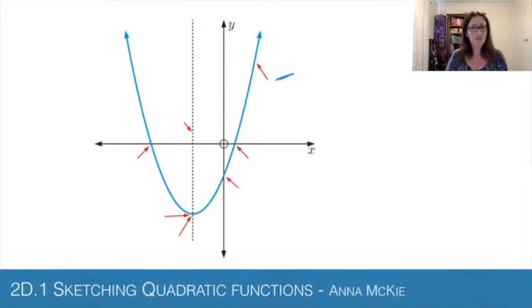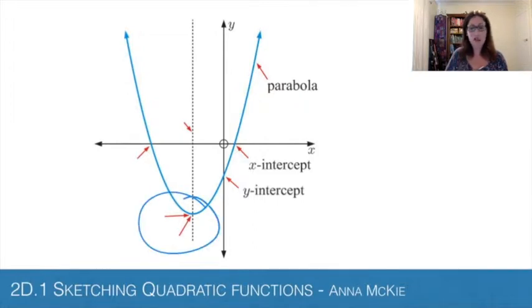What would you call the line, the shape of this? We'd call that a parabola. The next one here, what would you name that particular point on a quadratic or any graph, I suppose? An X-intercept. Next, what is the specific name of this point here? It's the Y-intercept.